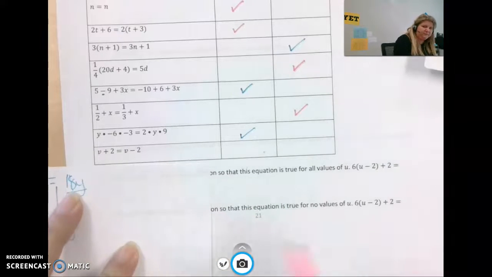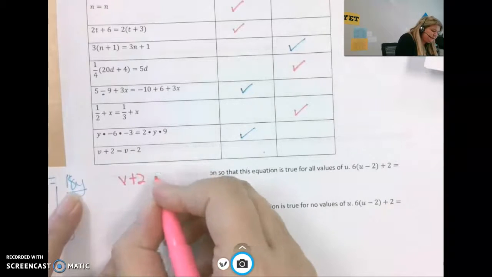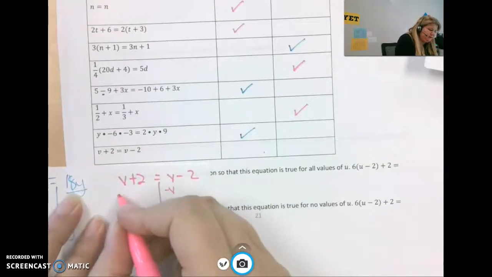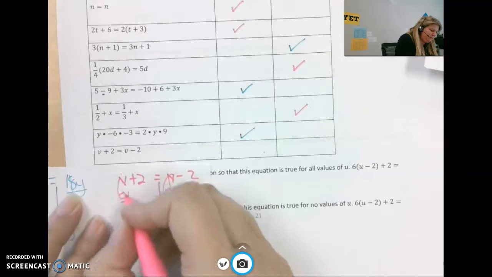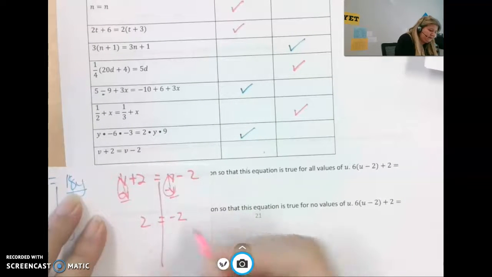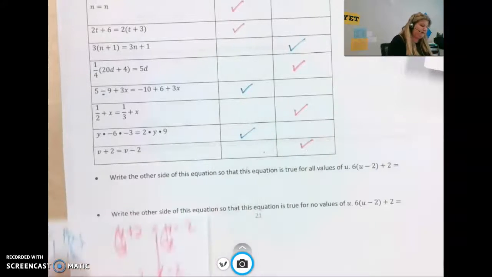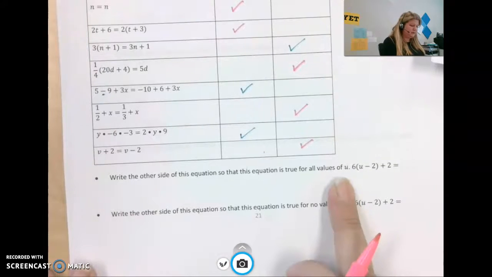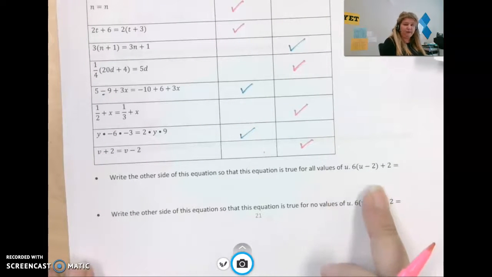Switch colors. V plus 2 equals V minus 2. So I'm going to eliminate the V. And I get 2 equals negative 2. That's a lie. So that is true for no values. Now, write the other side of the equation so it is true for all values.